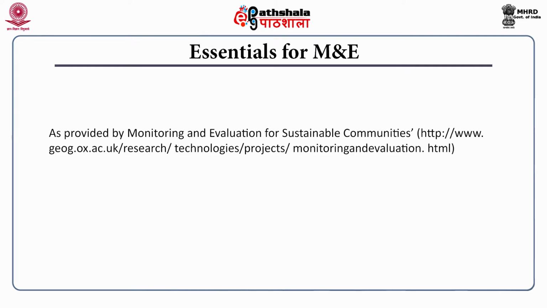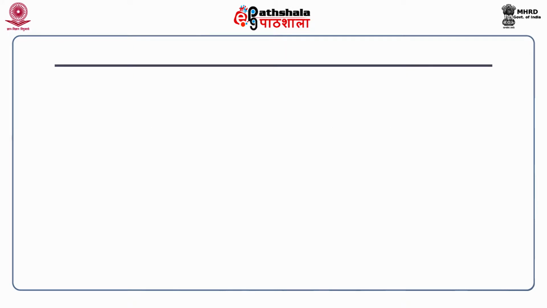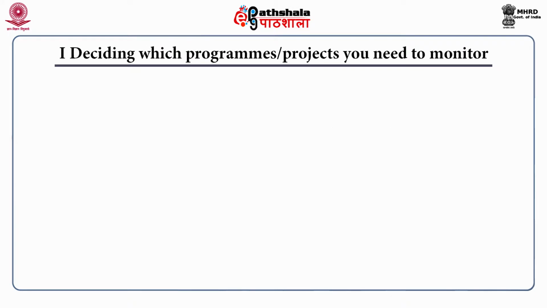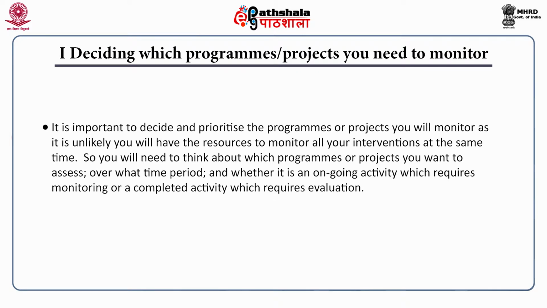Essentials for M&E. The first essential is to decide which program or projects you need to monitor. It is important to decide and prioritize the programs or projects you will monitor, as it is unlikely you will have the resources to monitor all your interventions at the same time. So you need to think about which programs or projects you want to assess, over what period of time, and whether it is an ongoing activity which requires monitoring or a completed activity which requires evaluation.